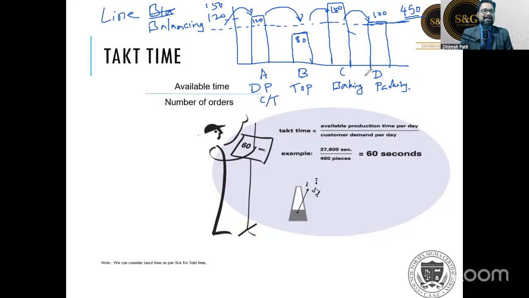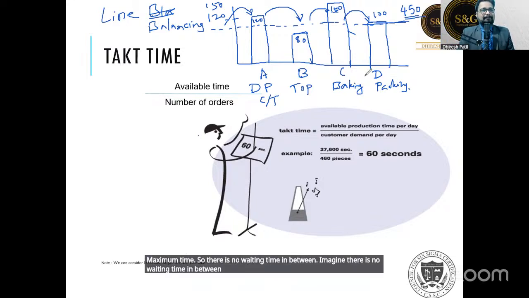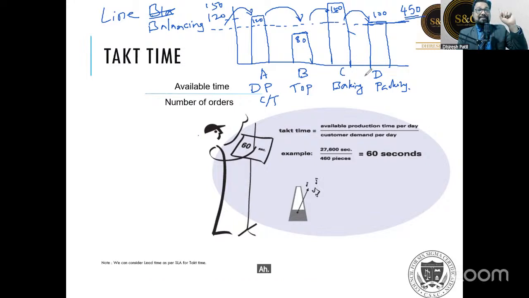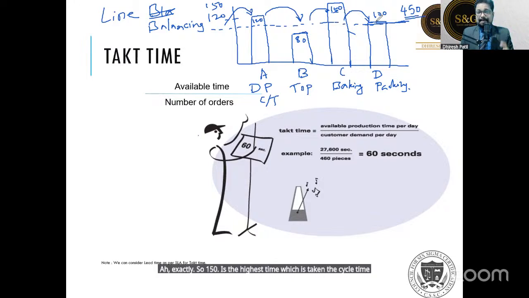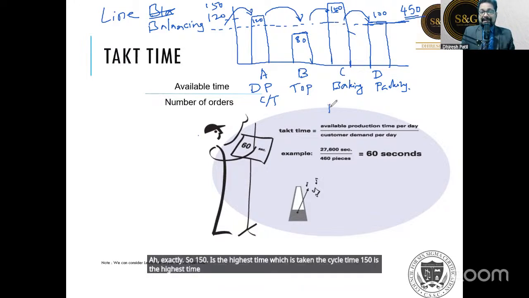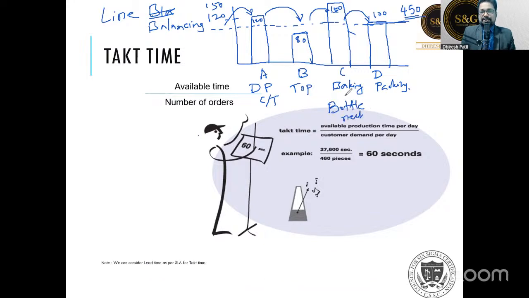Varies or reduces less than 450. But how much? Maximum time. So there is no waiting time in between. Imagine there is no waiting time in between. It is flowing like a river. Exactly. So 150 is the highest time which is taken. So cycle time 150 is the highest time, and that is called the bottleneck. This process is the bottleneck, which is 150 seconds.